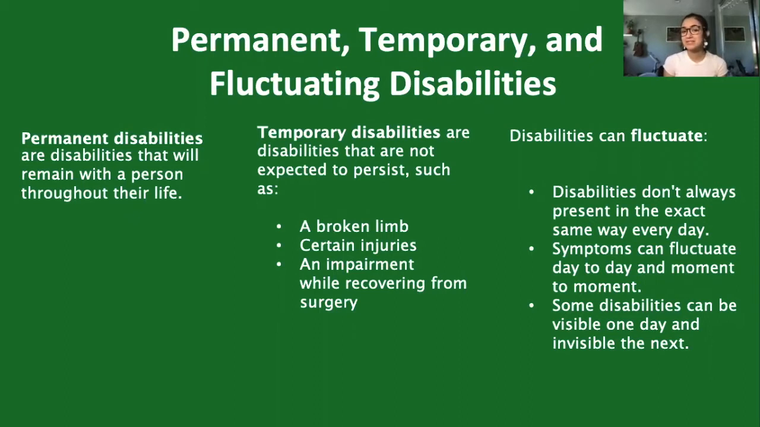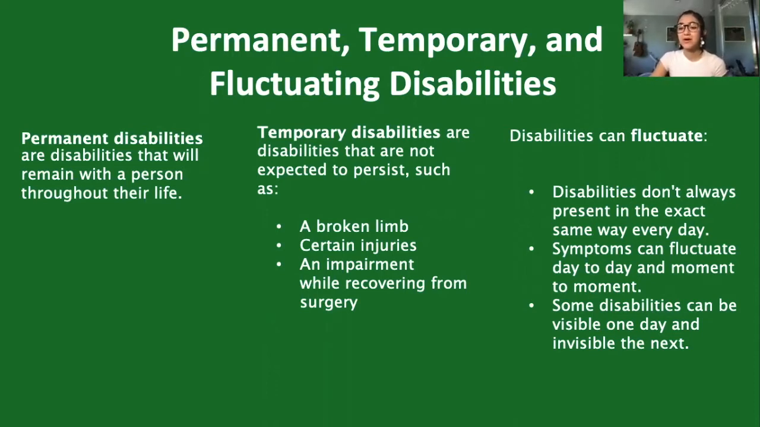Whereas a temporary disability is something that's not expected to persist. For example, your limb is not going to be broken forever. So a cast will come off and you will be able to use your arm again. Or some certain injuries can also present as temporary disabilities, or an impairment from recovering from surgery. For example, someone might use a wheelchair or crutches after surgery, but once they have healed, they will not use that anymore.